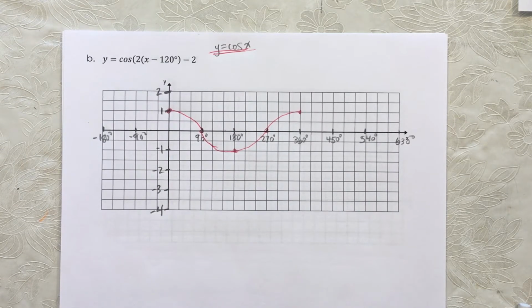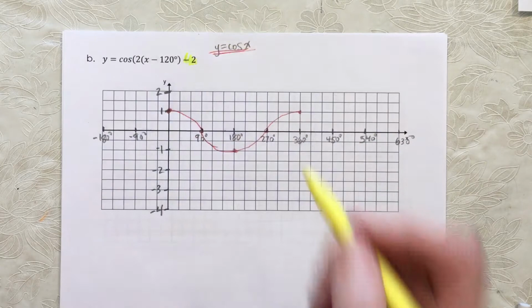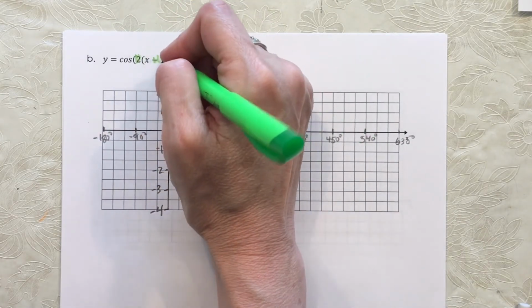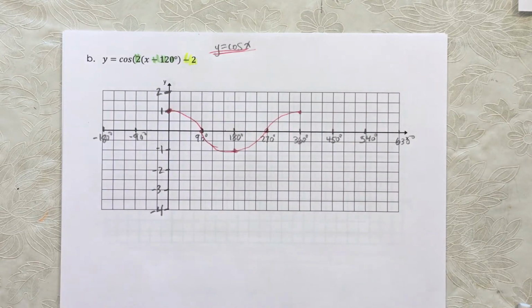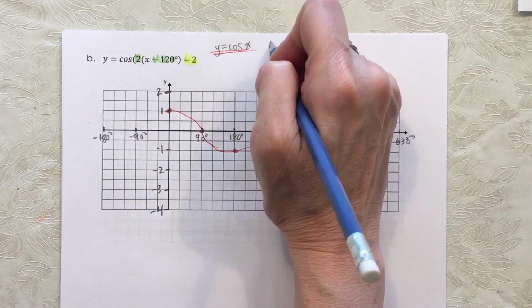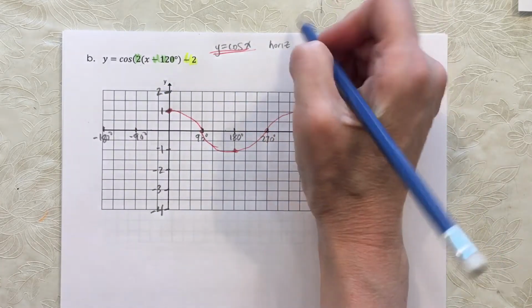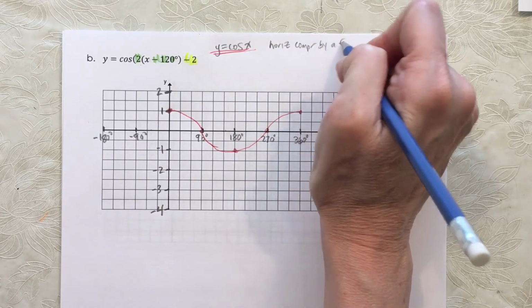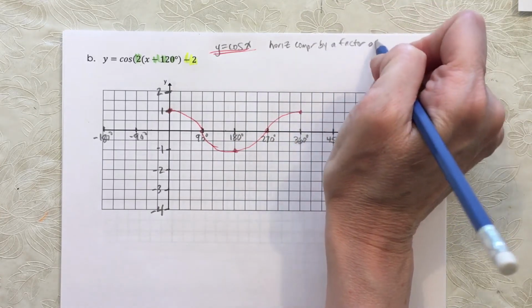So then we're going to look at what we have to draw and identify vertical and horizontal transformations. So here's my vertical transformation, and here's my horizontal transformations that are in the brackets with the x. So then I'm going to write out what they are. So this 2 is a horizontal compression by a factor of 1/2.